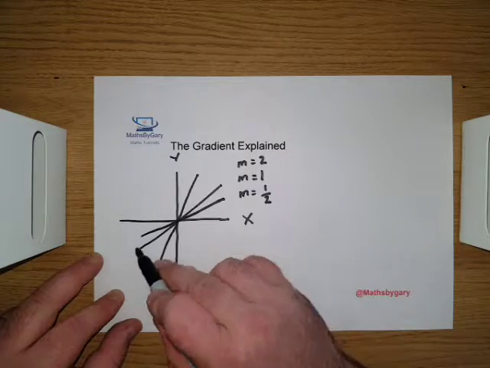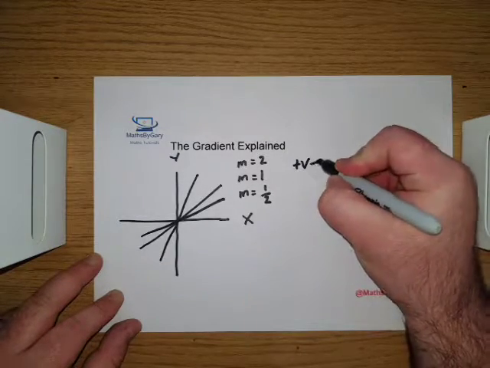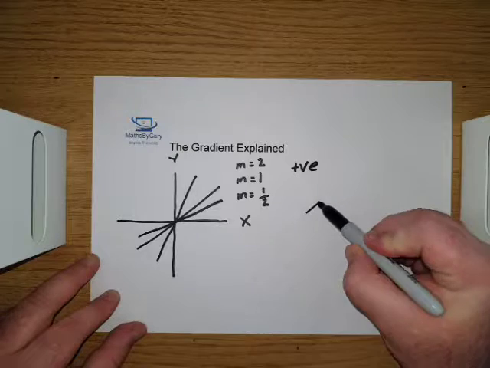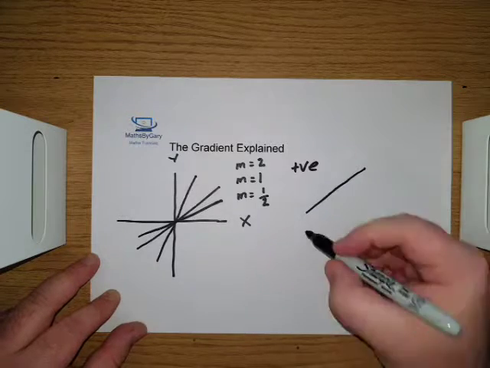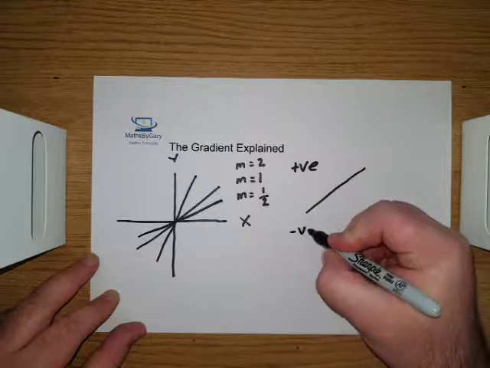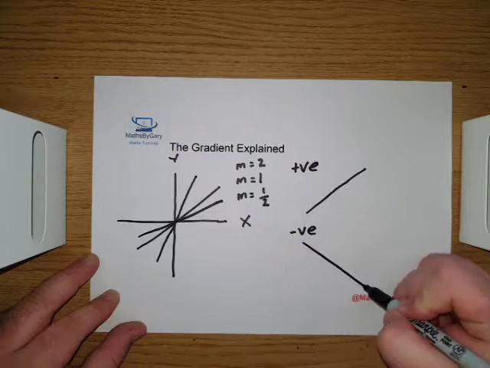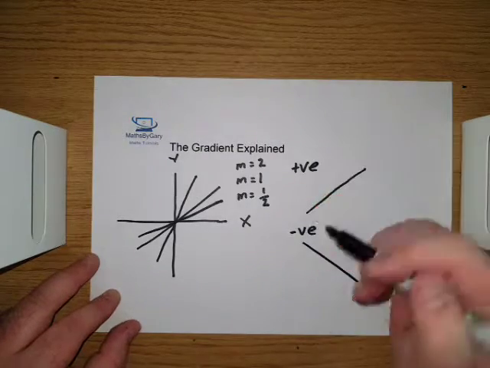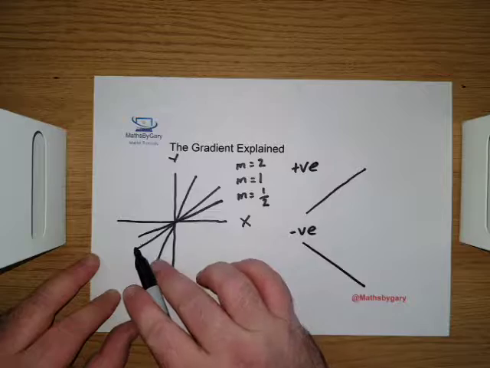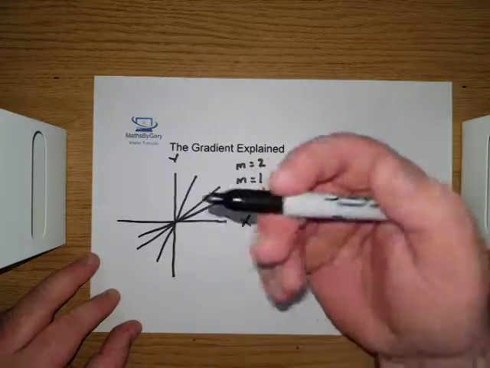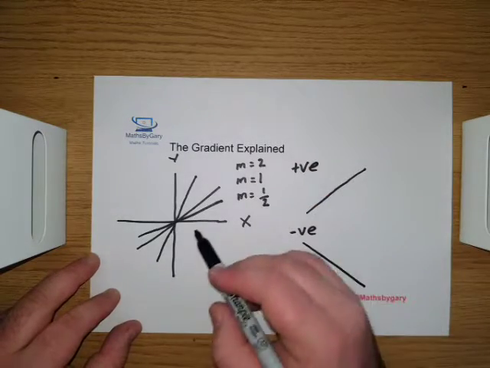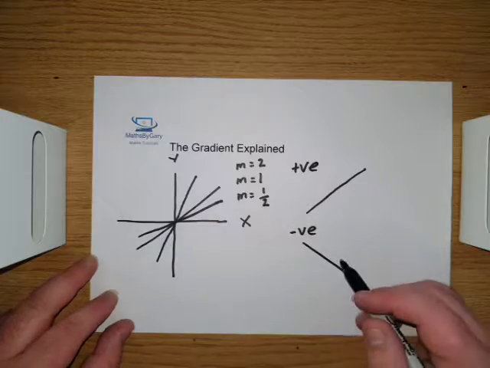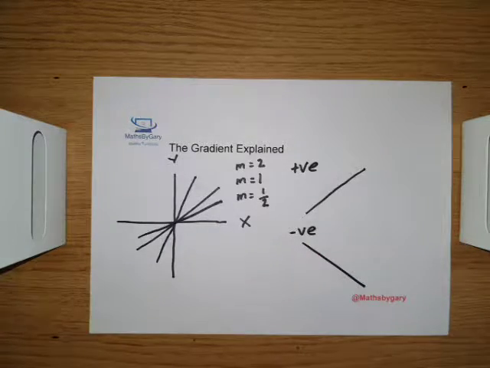Now, a straight line in this direction is positive. So all straight lines in that direction are positive, and negative in this direction. So that's just a quick explanation of what the gradient is. It determines the slope. So it basically determines how steep the slope is. So next up, we're going to go on to the intercept.